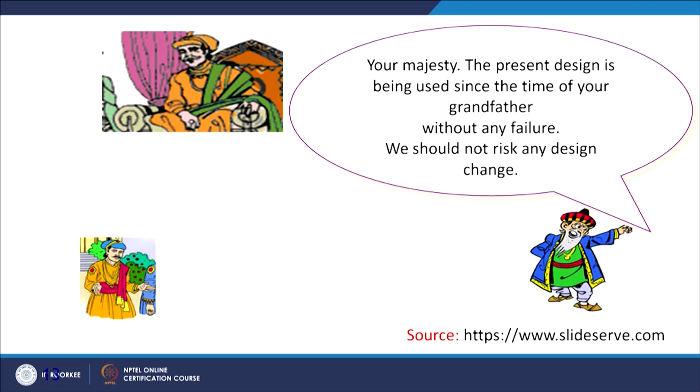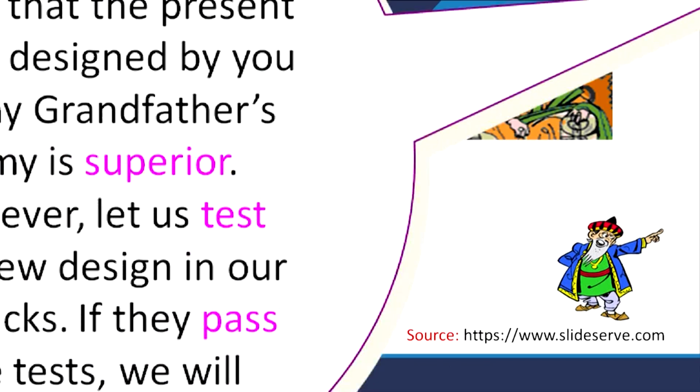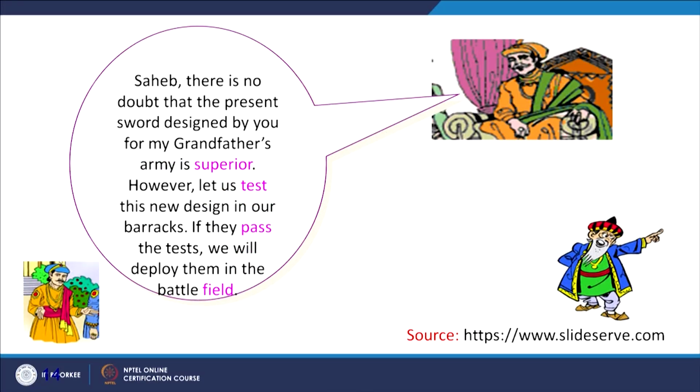So there is always a degree of skepticism. People are skeptical whether the new design will be able to satisfy the functional requirements of the product, but in order to change, you require the willpower of the management. So the king is really impressed by the ideas given by the minister. He says to the older minister, "Sahib, there is no doubt that the present sword designed by you for my grandfather's army is superior. However, let us test this new design in our barracks. If they pass the test, we will deploy them in the battlefield."